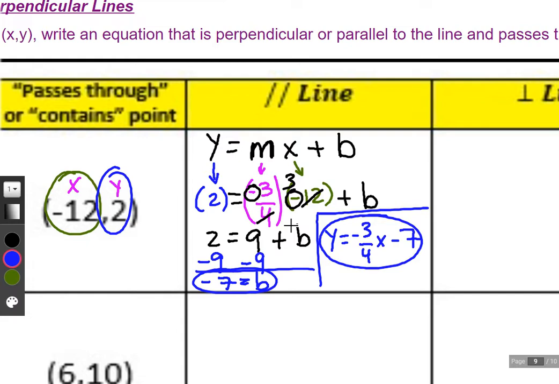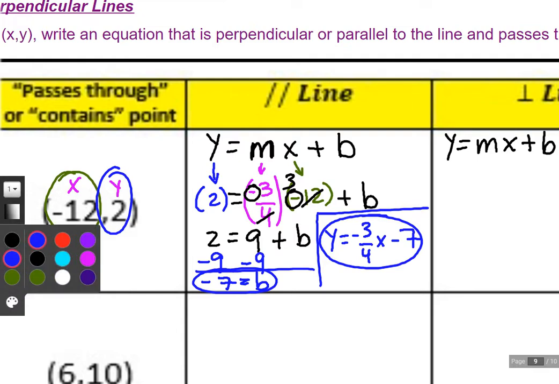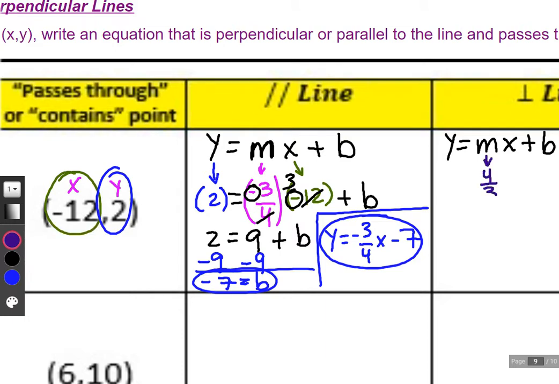For a perpendicular slope, it's almost the exact same exercise, except we're going to change the slope. Okay, so y = mx + b. But the slope now has to change to its perpendicular version. And so it's not going to be -3/4. The slope value now is going to be +4/3. We do that because from the parallel slope to the perpendicular slope, we have to reciprocate, which means to flip.